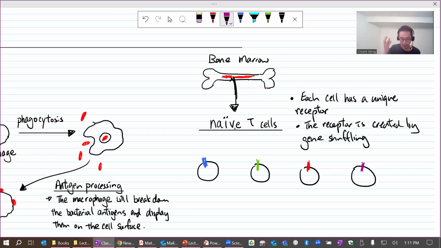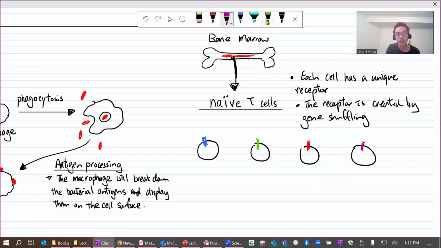But again, like in reality, they are just membrane proteins that have different shapes, okay? Like which shape is going to match the bacterial antigen. That's basically what we're looking for. But it's much easier to use color than to use shape. Okay, so these are naive T cells, and again, this is a receptor for recognizing antigen.